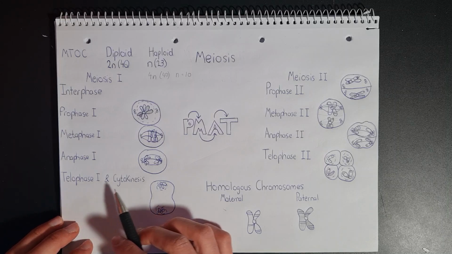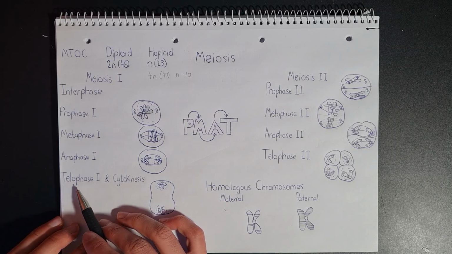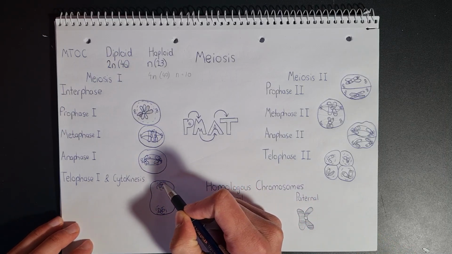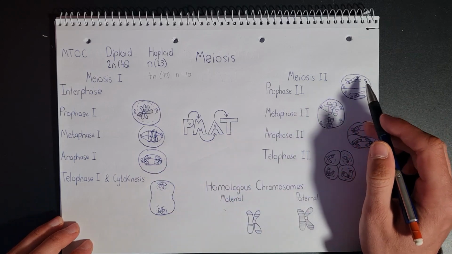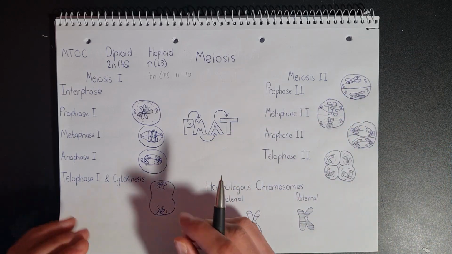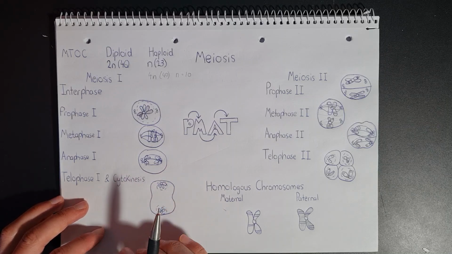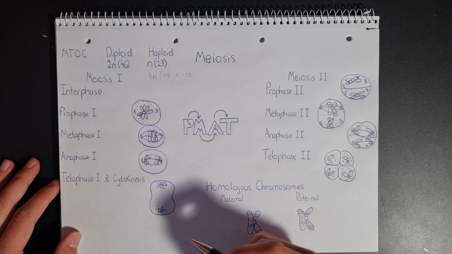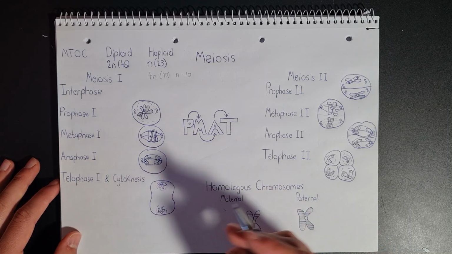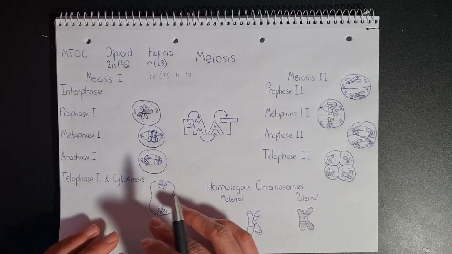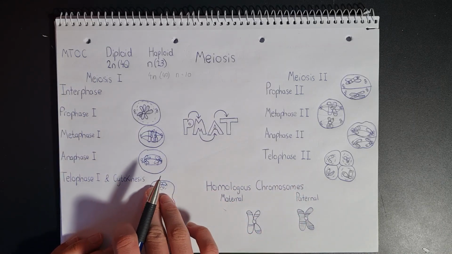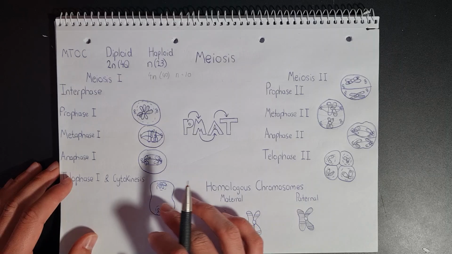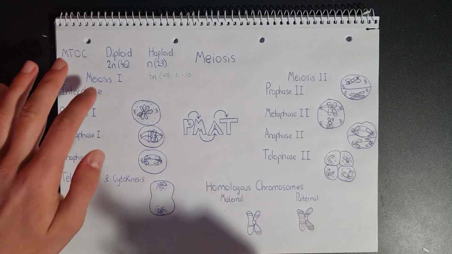Then we have telophase 1 and cytokinesis. In telophase 1, in most animal cells, a nuclear envelope will reform, and cytokinesis will then occur, right? The microtubules will pinch together the cell surface membrane, and then a cleavage furrow will occur. In most plant cells, on the other hand, a nuclear envelope doesn't actually reform, and a cell plate will occur. There won't be that cleavage furrow, or the microtubules pinching together the cell surface membrane. So that's meiosis 1.